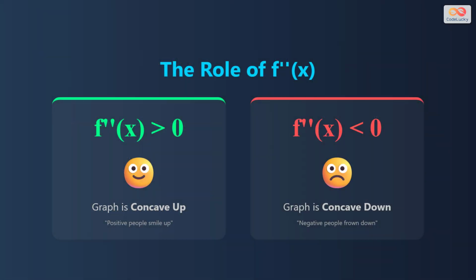In calculus, our primary tool for detecting this curvature is the second derivative. Noted as f double prime of x, a positive second derivative means the graph is happy and concave up. A negative second derivative means the graph is sad and concave down.